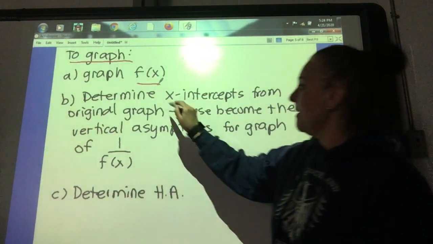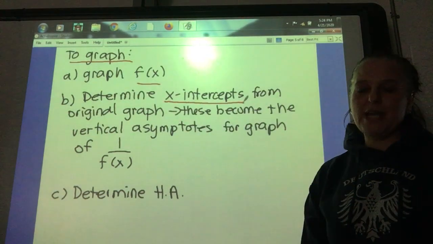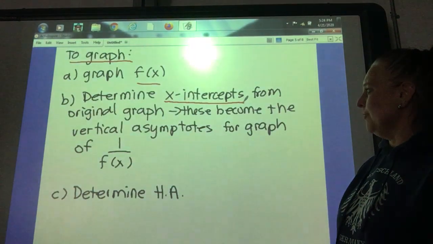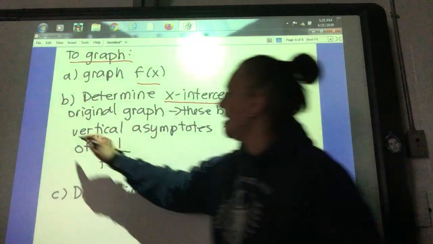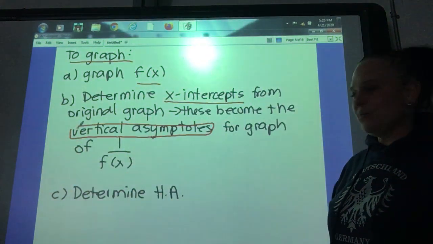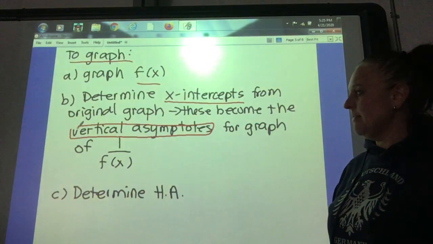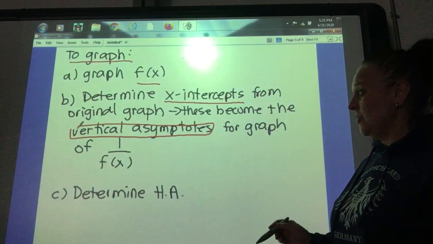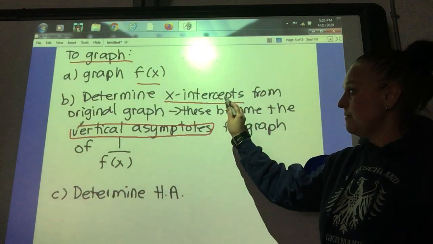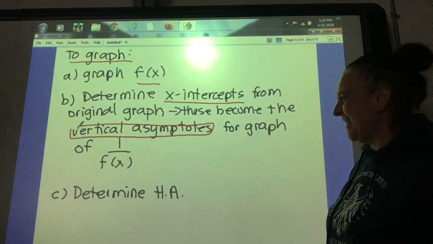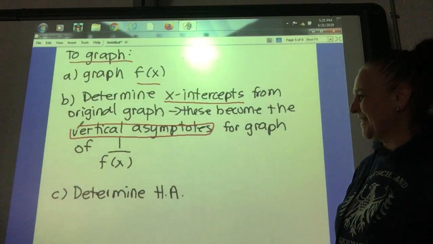Then step 2, from the original graph, figure out what the x-intercepts are. That's pretty easy. Just look for the x-intercepts off of the graph you drew. And these are going to become the vertical asymptotes of a reciprocal graph. And that makes sense, right? Because that's where the y value is 0. So when you try to divide by 0, we know that you can't divide by 0. That's non-permissible. So the x-intercepts of the original become the vertical asymptotes of the reciprocal. Do you see why it's getting fun? I didn't lie to you. This is a fun lesson.